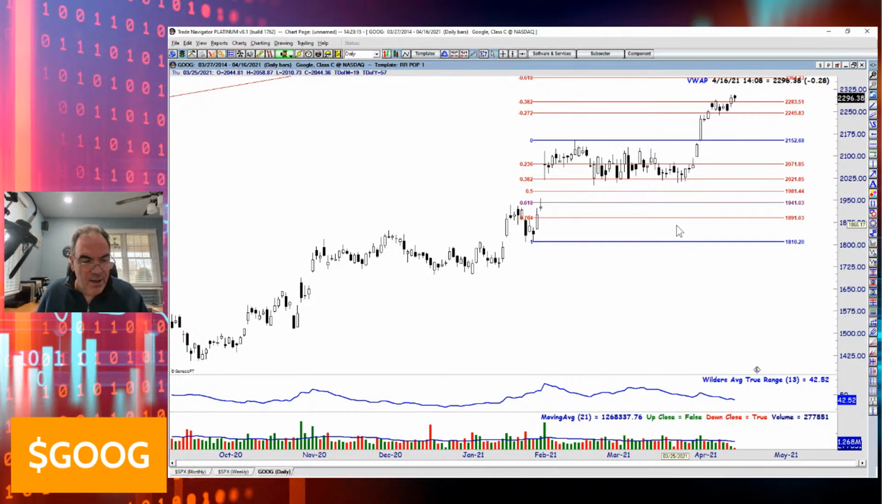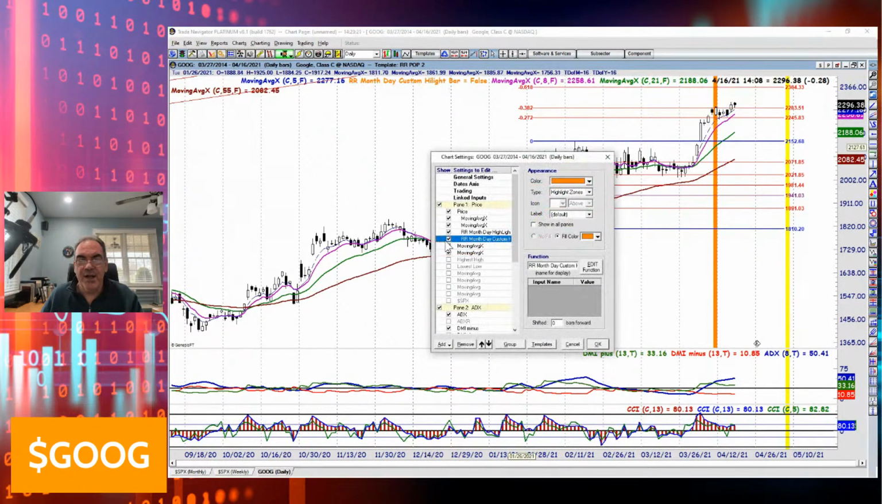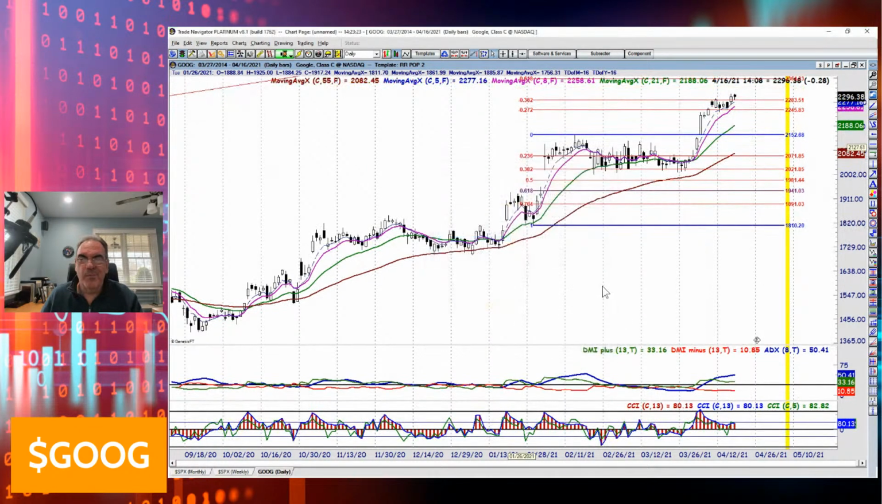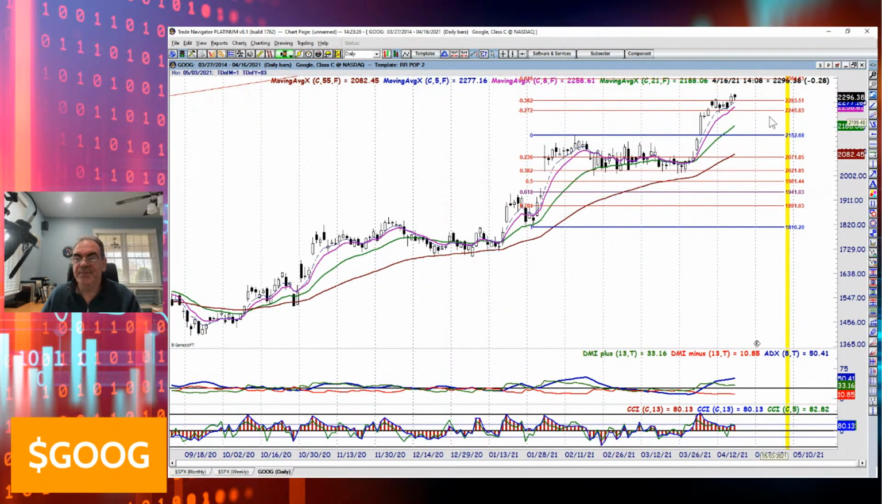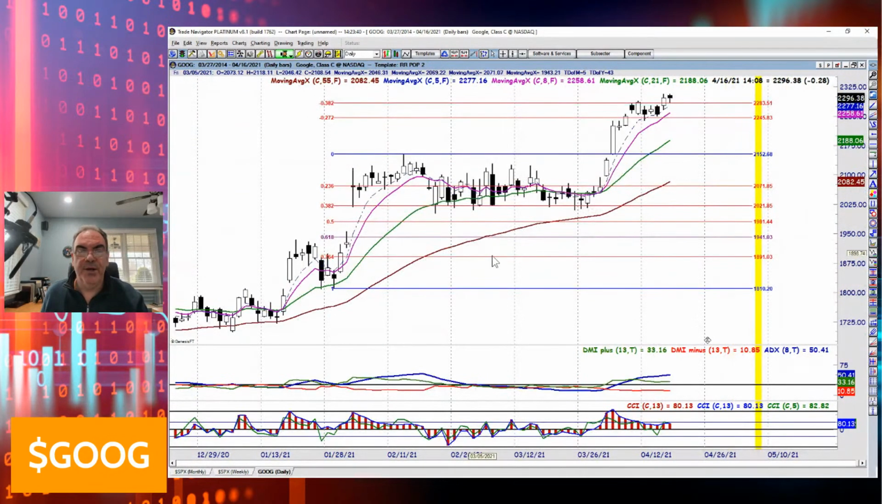Well, if we go ahead and switch this over to a template with moving averages, and this, ladies and gentlemen, is my main template right here: the moving averages 8, 21, 55, pink, green, brown, right? Along with my chart, my Fibonacci's on my chart. Let me zoom in on this so we get a better picture of it.